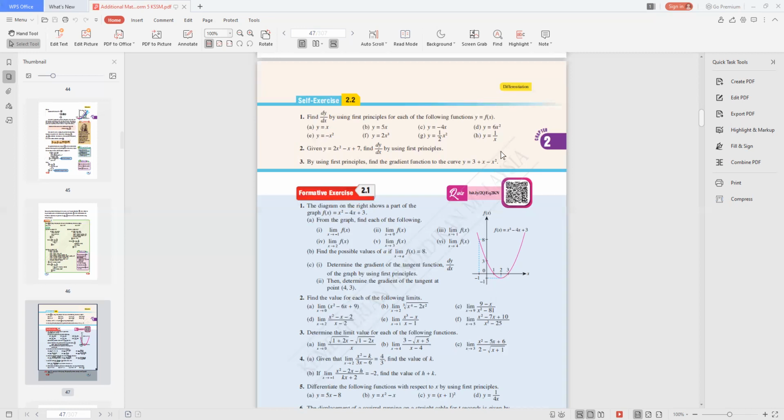The y equal to f(x). Now y equal to f(x) is referring to all this: y equal to x, y equal to 5x, y equal to 4x, like that. Okay, teacher. f(x) depends on the question here. Different questions will have different f(x). Okay. Then, any more?